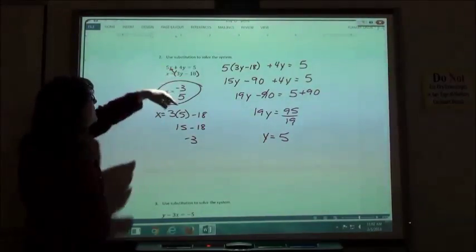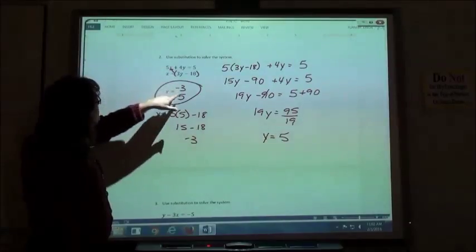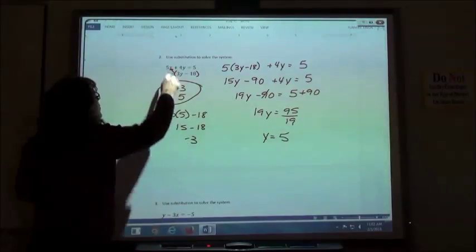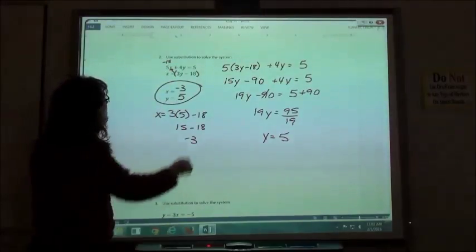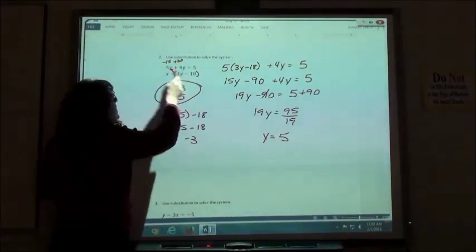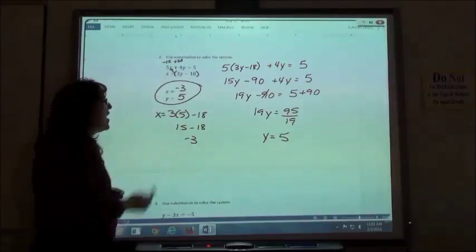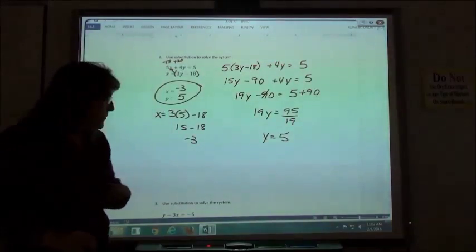Again, if I just quickly double check that, 5 times the x value of negative 3 would be negative 15. 4 times my y value of 5 would be plus 20. Negative 15 plus 20 is 5. Yep, it checks out.